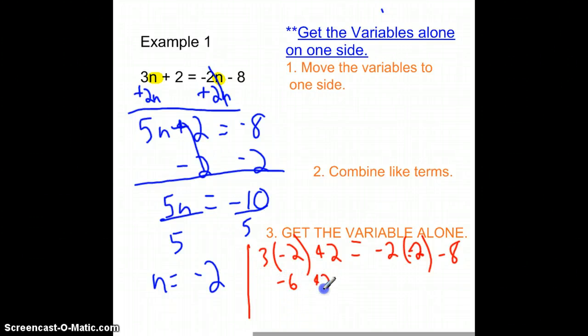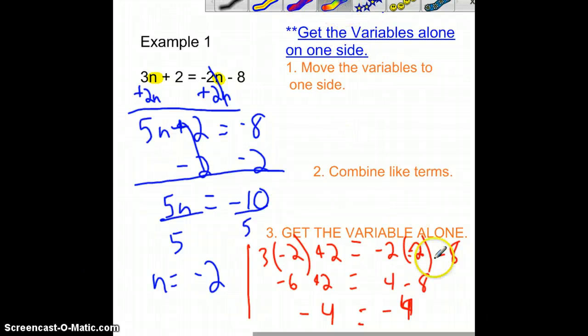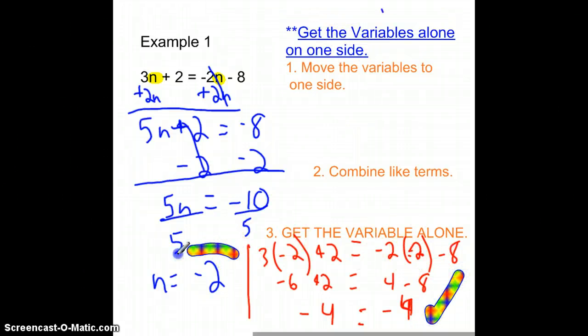Bring down that positive 2. Equals negative 2 times negative 2 is positive 4. Negative times negative is positive. Minus 8. So on the right side of the equation, we've got 4 minus 8. 4 minus 8 is negative 4. And negative 6 plus 2, that'll also be negative 4. So it checks out. All right, this is a legit answer. It's all good. We have a check. So n equals negative 2.